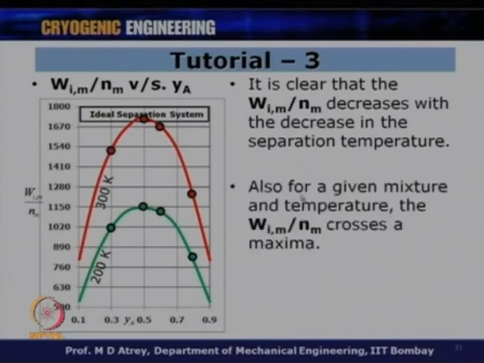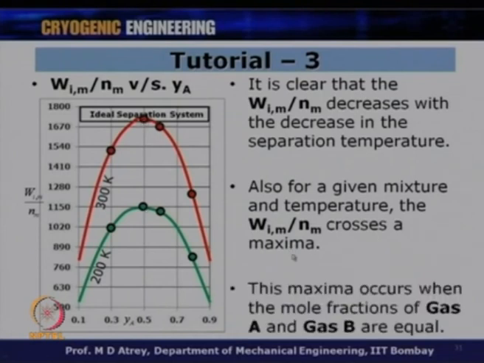Now, what is also to be understood is that for a given mixture and temperature, Wm upon Nm crosses a maximum, which is what you can see, the maximum here, the maximum here. And what is most important to understand is that this maximum occurs when the mole fractions of gas A and gas B are equal. That means the maximum happens at 0.5. When Ya is equal to 0.5, correspondingly Yb also is equal to 0.5. So, Ya is equal to Yb is equal to 0.5, and the work of separation is maximum when Ya is equal to Yb is equal to 0.5.